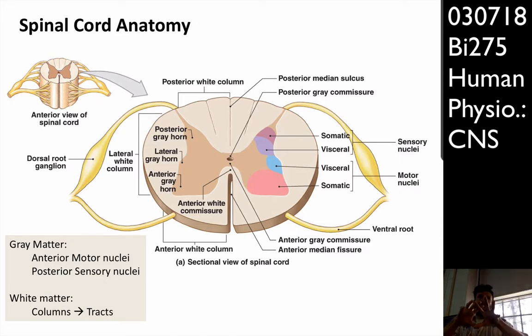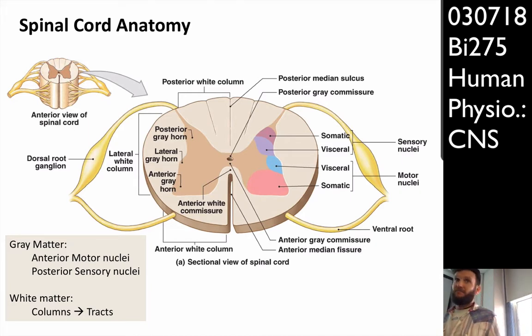And those functional clusters of cells, they're highly organized. In general, anterior, if you're thinking about your spinal cord, anterior is up here, and posterior would be outside, in towards your body. Anterior is going to have motor nuclei, so efferents. And then posterior, these are all sensory nuclei, and that's afferent. All right.